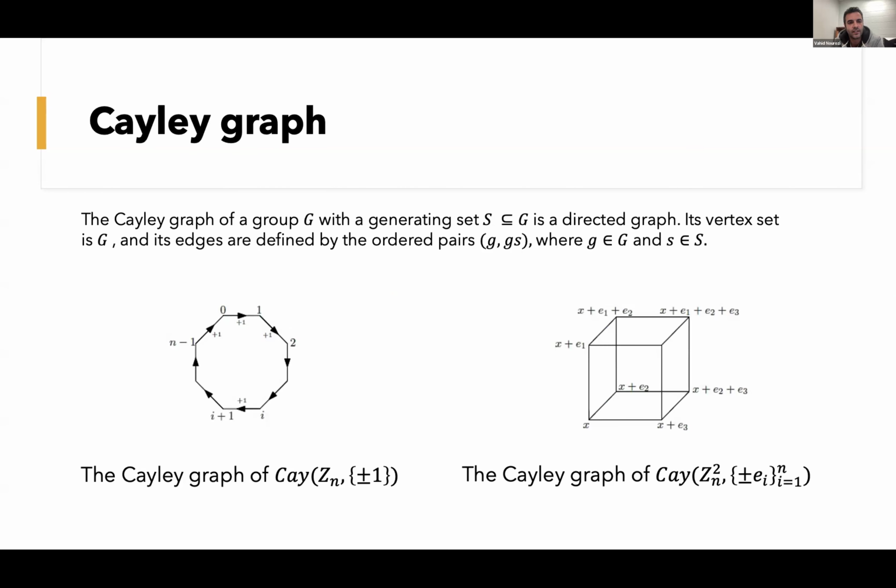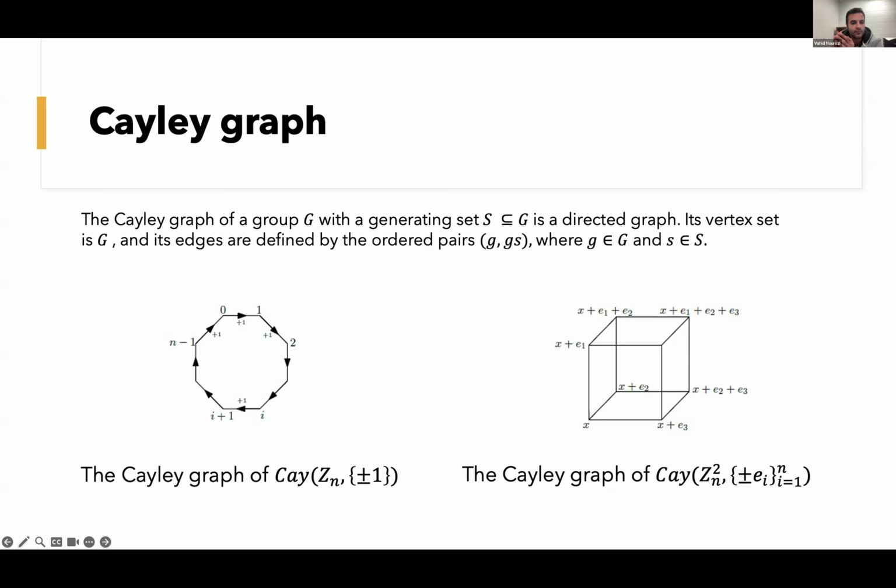We have a definition of the Cayley graph here. A Cayley graph is defined by a group G and generator S. The vertices come from group G and the edges come from generator S. Also, we have two examples of the Cayley graph: the Cayley graph of Zn with generator 1, and the Cayley graph of Zn squared with generators E1 and E2.